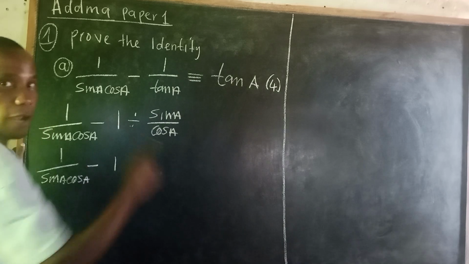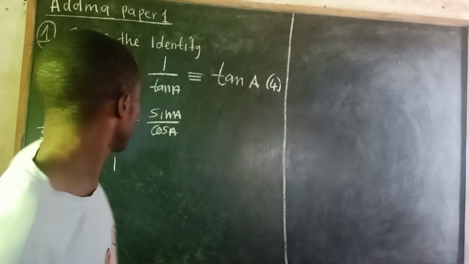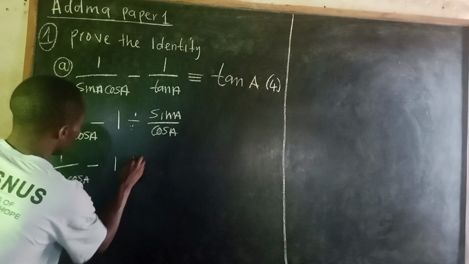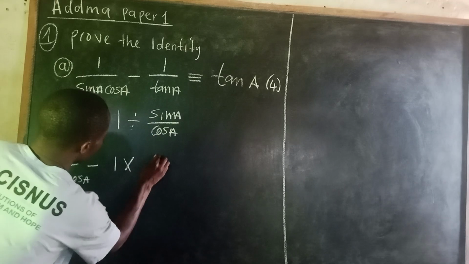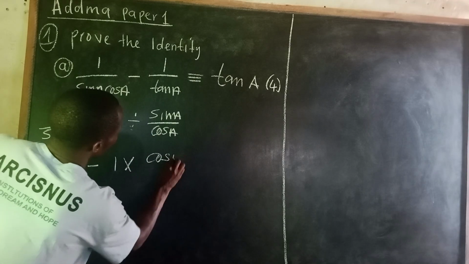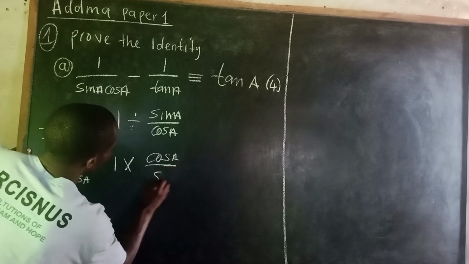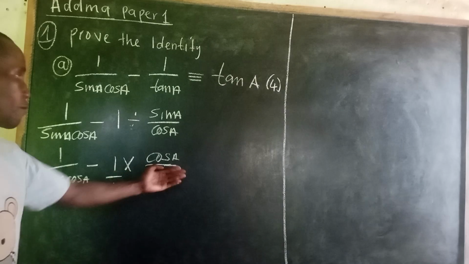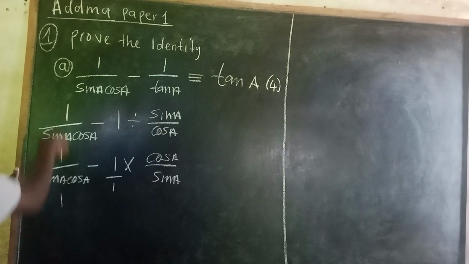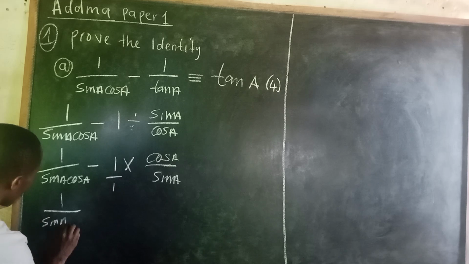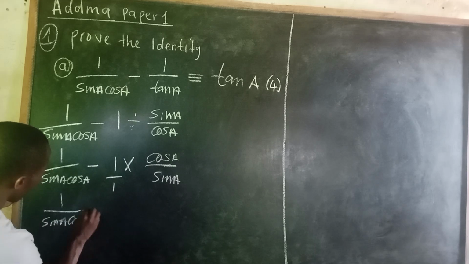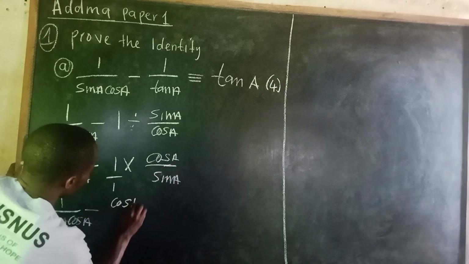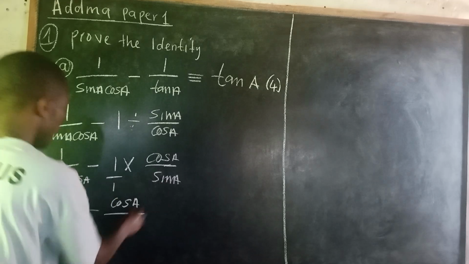minus 1 divided by sine A over cos A. The rules here you are very much familiar with. Where there is division, when you are simplifying the fraction, it always becomes times, and this should be reciprocated. What do I mean? Cos A should be on top, then down there we should have sine A, then over 1. So let us simplify this. We bring down 1 over sine A cos A minus 1 times cos A, which is cos A, over 1 times sine A, which is sine A.